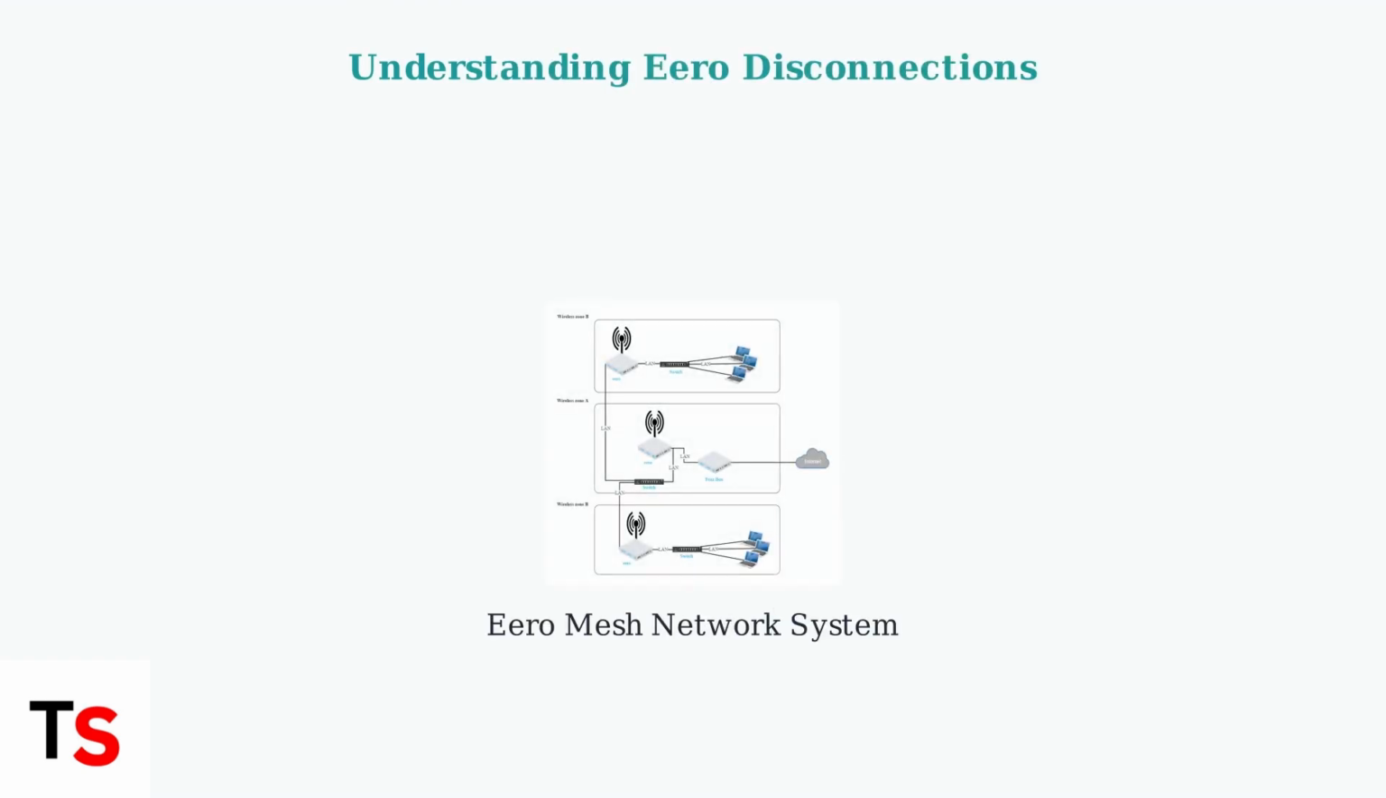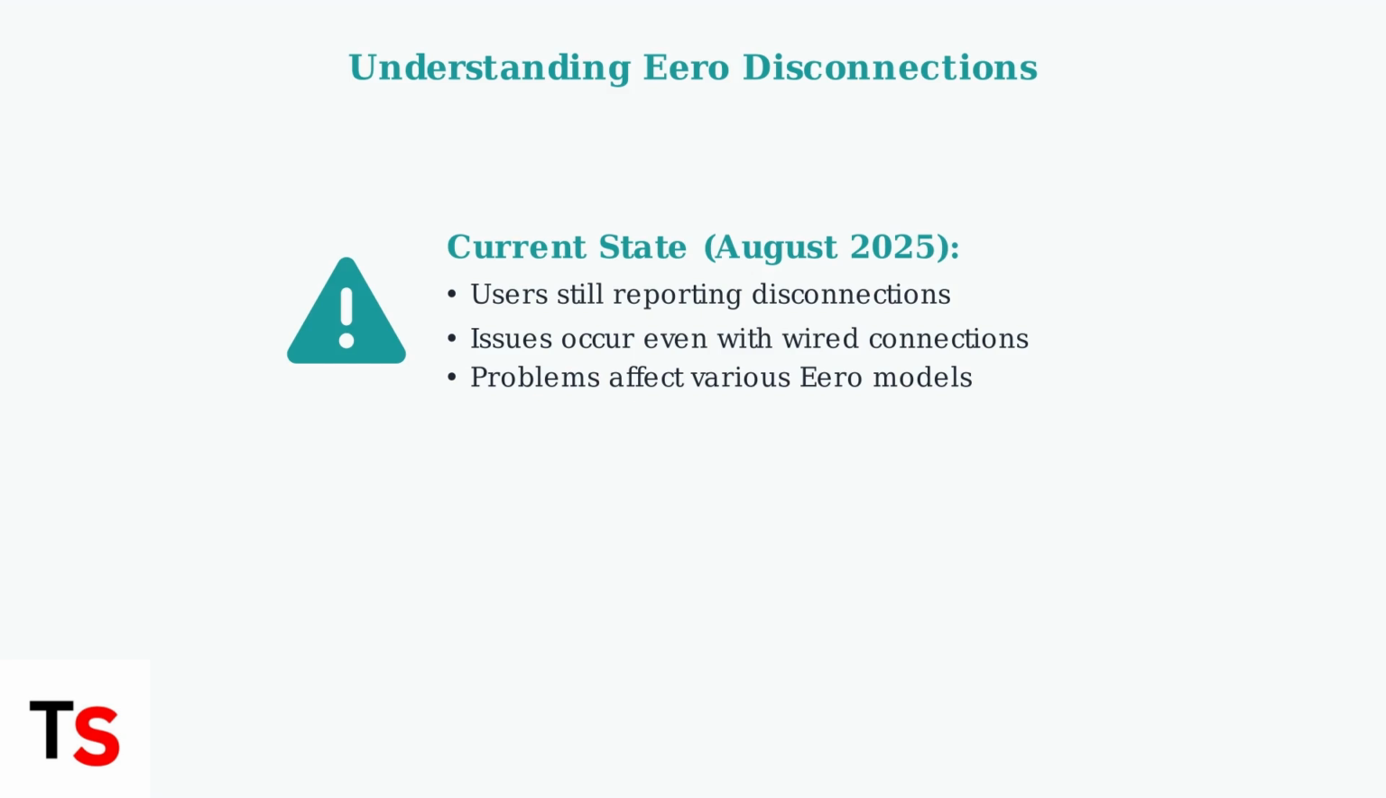Eero disconnections are brief network interruptions that can disrupt your internet experience. These disconnections typically last between 3 to 15 seconds, but can be highly frustrating for users. As of August 2025, users continue to report these disconnection issues across various Eero models. Importantly, these problems occur even with wired connections, indicating the issues go beyond simple Wi-Fi signal strength problems.